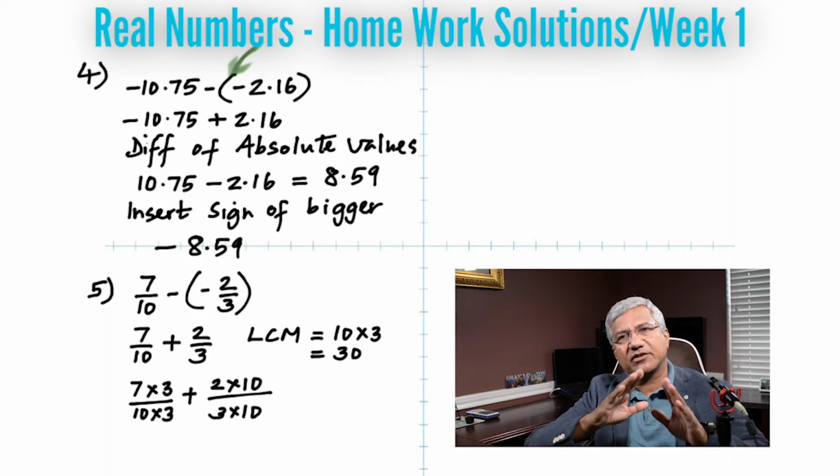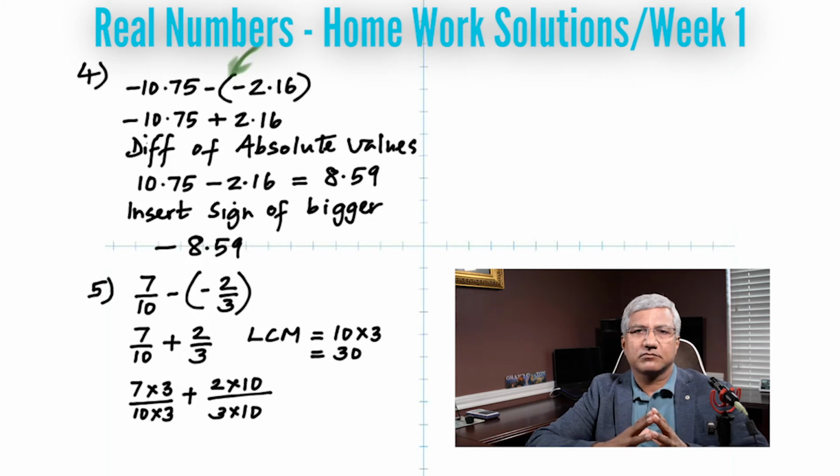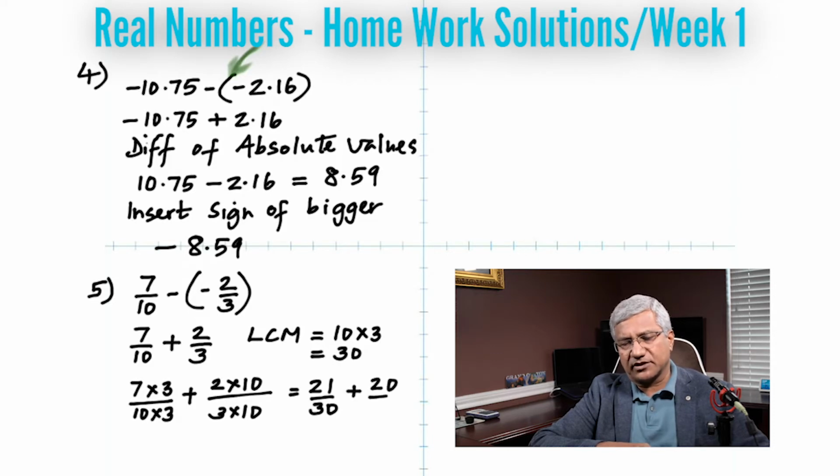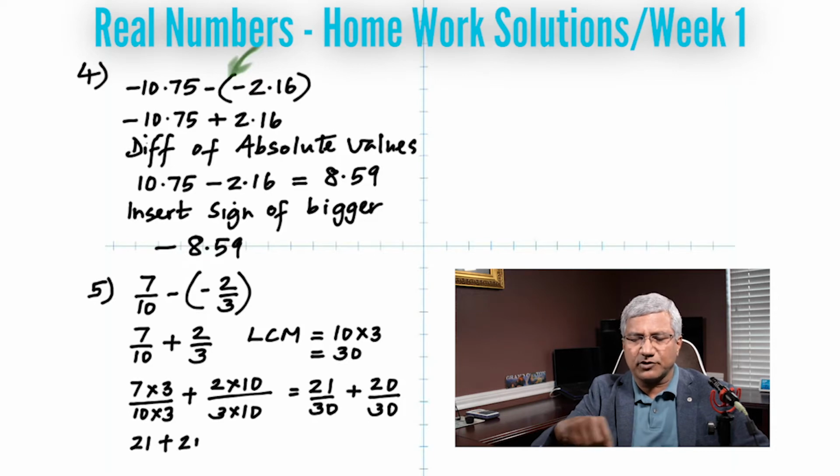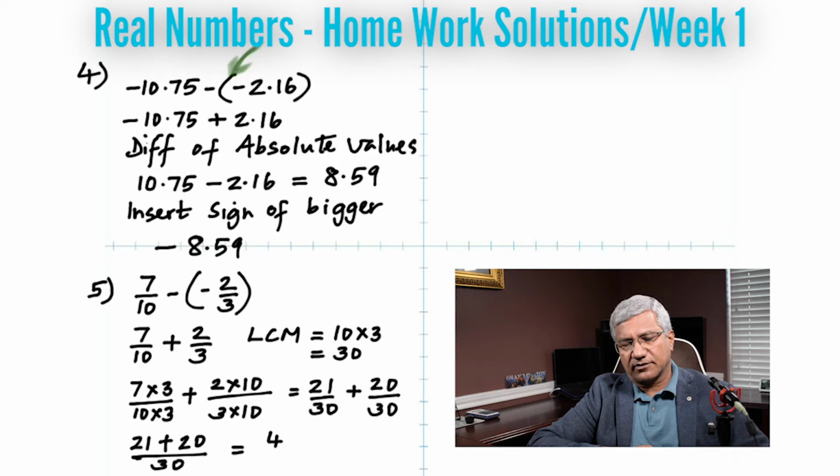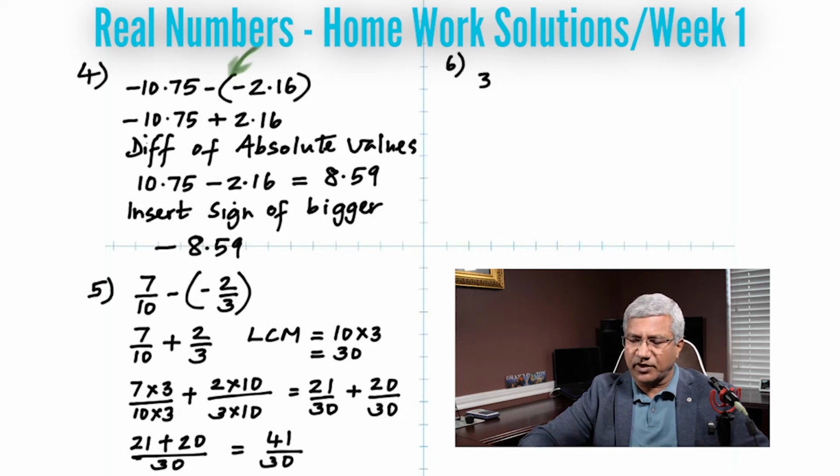Because we're trying to make the denominators the same. Because once we make the denominators the same, you can add the numerators. Now take the product of 7 times 3, which is 21, plus 2 times 10, which is 20. So now the denominators are the same. So you just add 21 plus 20 over 30, which is 41 by 30. And then that cannot be simplified anymore. So that's the final answer.